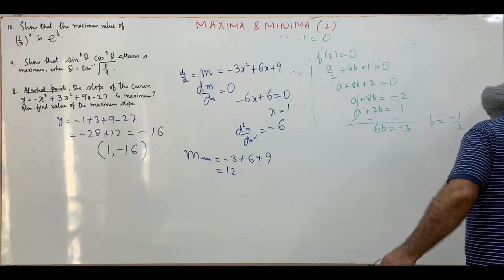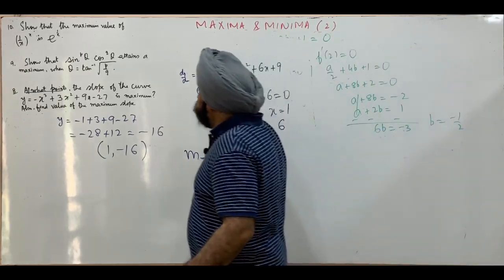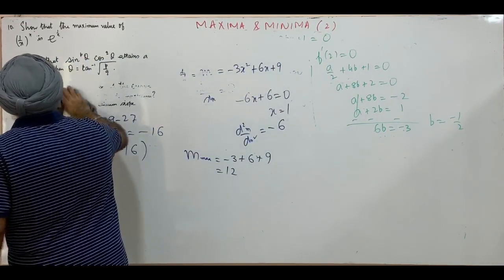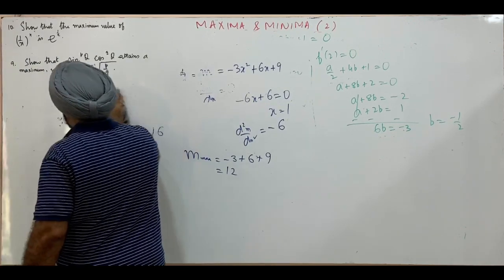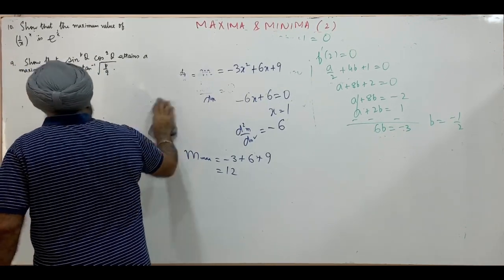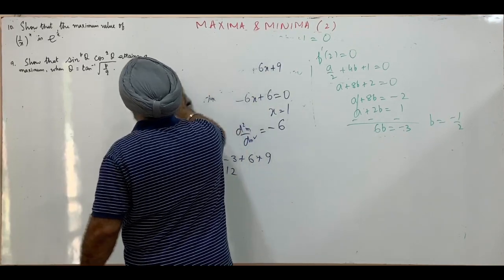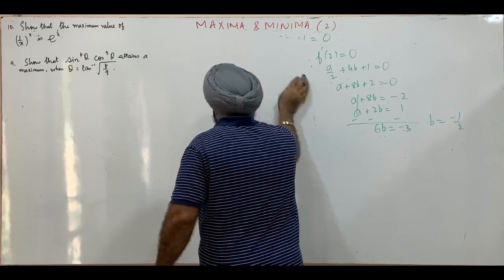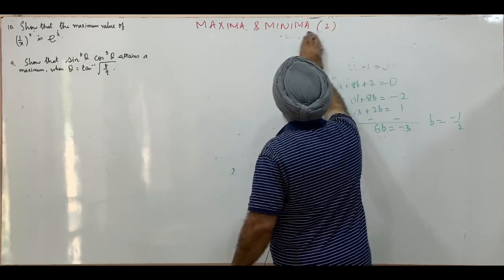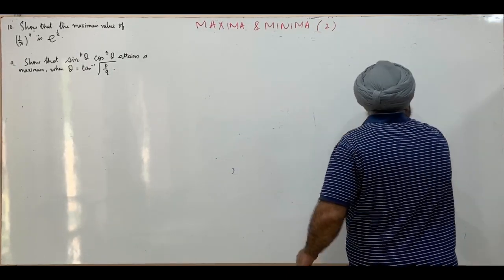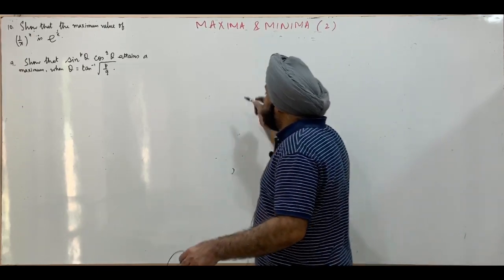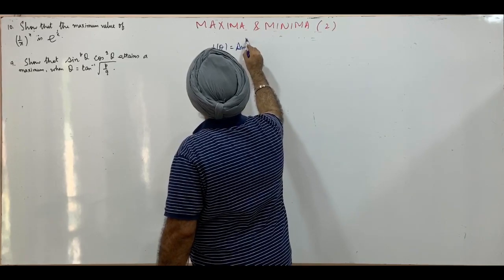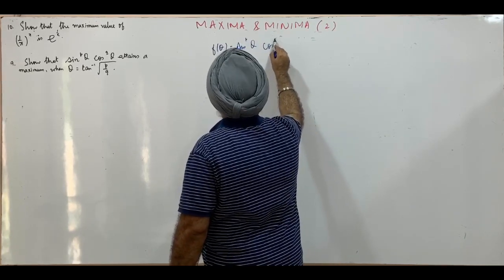The next one, we have to show that this function sin raised to p theta into cos raised to q theta attains a maximum value when theta is equal to minus tan inverse of root p by q. So this is f theta, this is sin raised to p theta into cos raised to q theta.